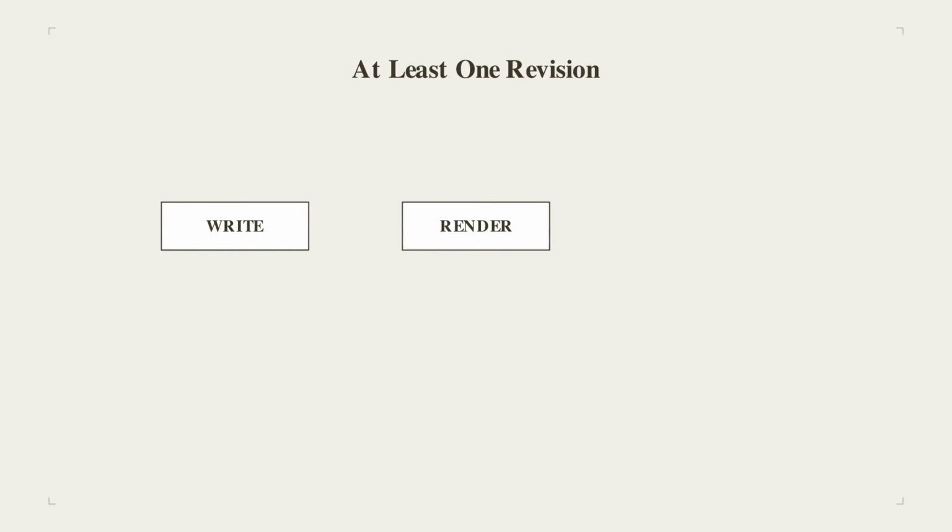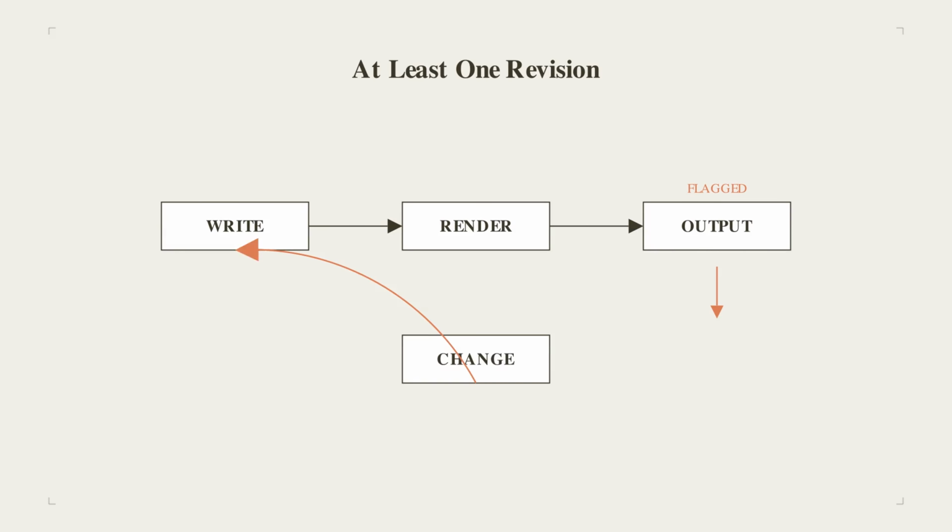And the sharpest clause: at least one revision. The first output gets flagged, a change goes in, the loop runs again. That loop-back arrow is the honesty device. It proves somebody watched the output instead of narrating over it.